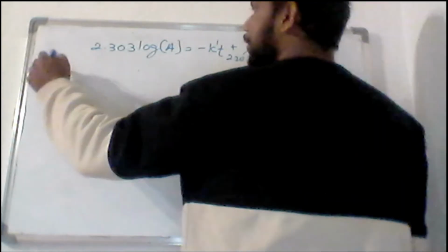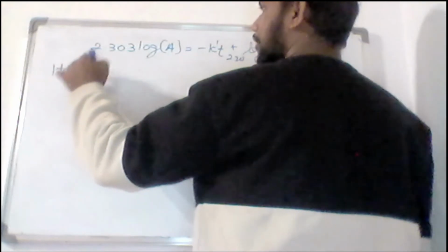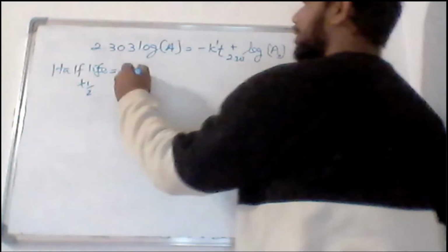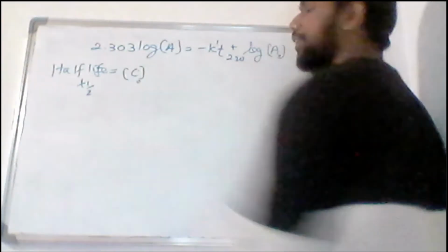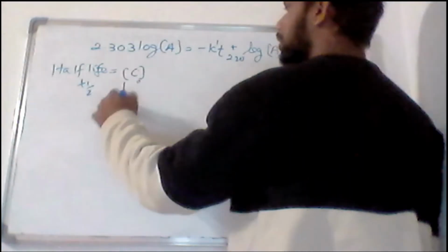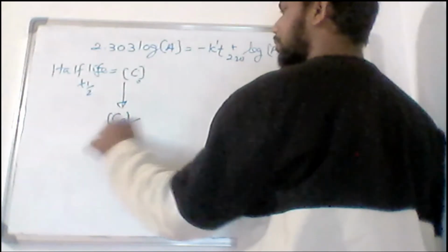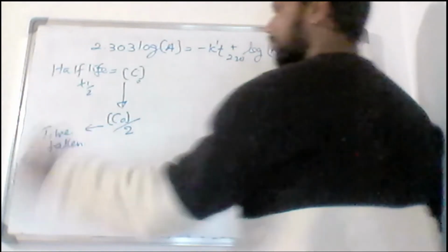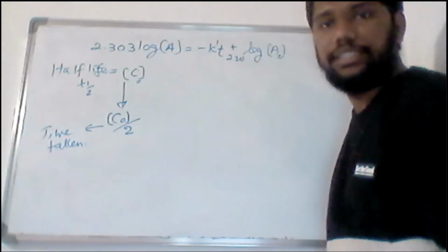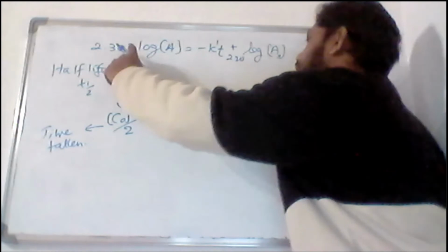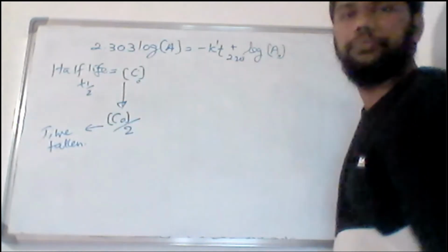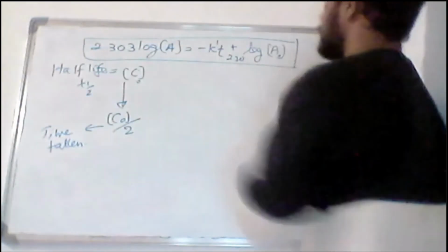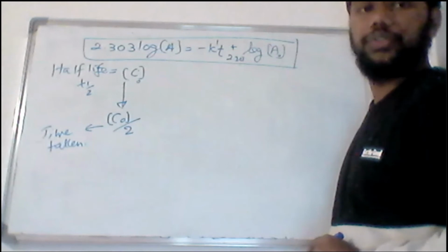So first, you need to understand what half-life is. T half means the time taken when your initial concentration C naught drops to C naught by 2. How much time is necessary to drop your concentration from C naught to C naught by 2. This is the equation that you need to use to find T half.